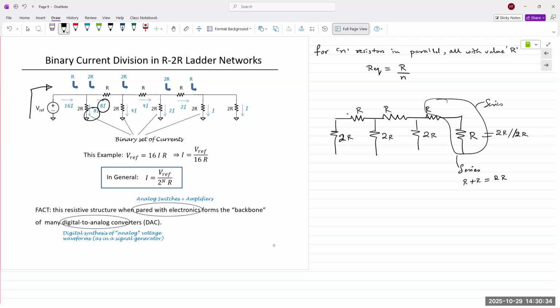Okay. 8I then gets further divided into 4 and 4. 4 gets divided into 2 and 2, which gets divided finally into 1 and 1. Okay. This kind of circuit where binary current division is taking place at every single step, it's being divided into two equal parts. Okay. This kind of network is known as a ladder network.